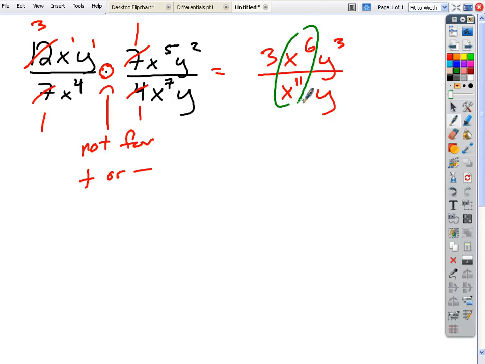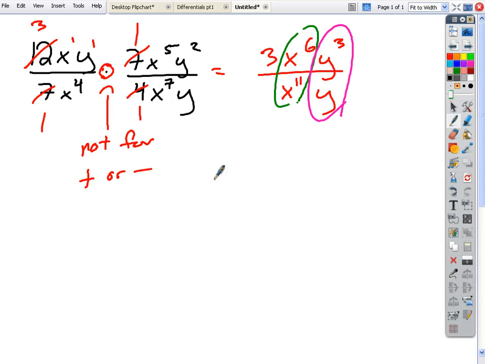So if I group them vertically, what do I get? What's x to the 6th divided by x to the 11th? What's my rule for that? I subtract, right? When we divide like bases, we subtract exponents. Now remember our rule, different than the book. If I have a bigger power of x on the bottom than the top, what do I do? It stays on the bottom. Good.